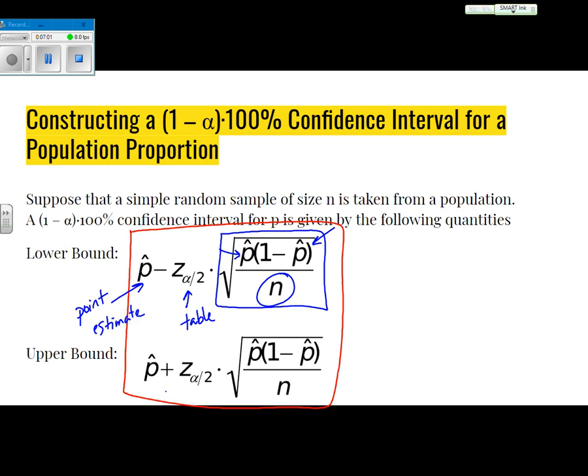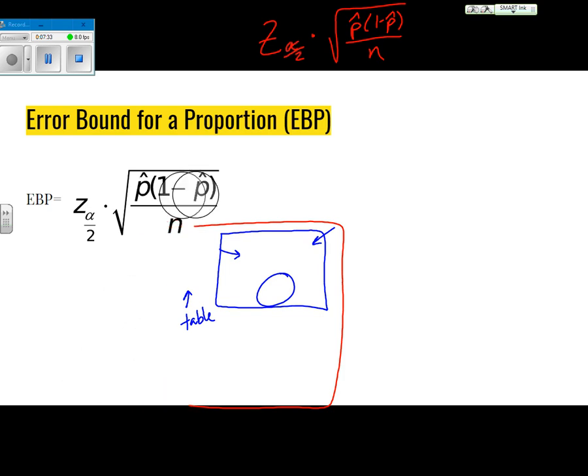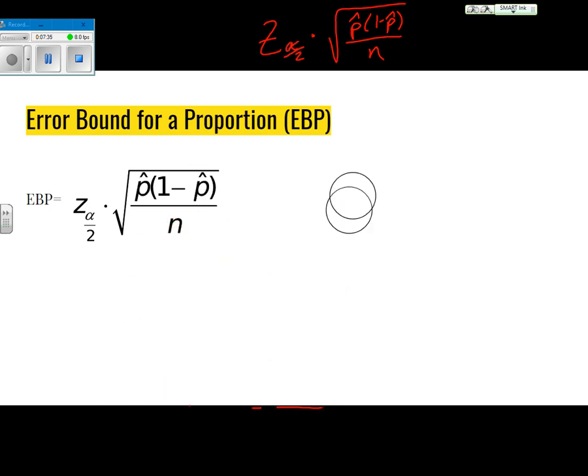Now, something that the book hits hard on is, I don't know if I'm going to teach it this way or not. We'll just see how it goes. But the book hits hard on the part that comes after that plus or minus. This z, I'm going to write this in red so I can see it, because I'm going to need it up here as well. This z sub alpha over 2 times the square root of p hat times 1 minus p hat all over n. Okay? And they're going to call it the EBP, the error bound for a proportion.